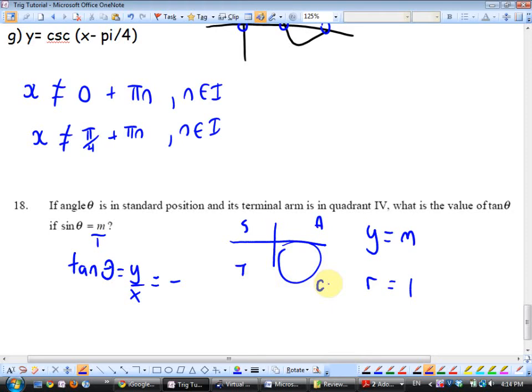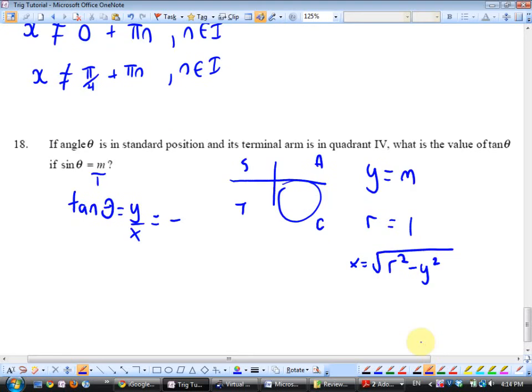Let's find R. How are R and X and Y related? We have that handy Pythagoras: X squared plus Y squared equals R squared. In fact, I think that X equals the square root of R squared minus Y squared. Y is m over, which makes sense, by the way. Would not y be negative down there? I like that. X is the square root of 1 minus m squared. Should be what it says in the back, I hope. Negative m all over square root of 1 minus m squared.